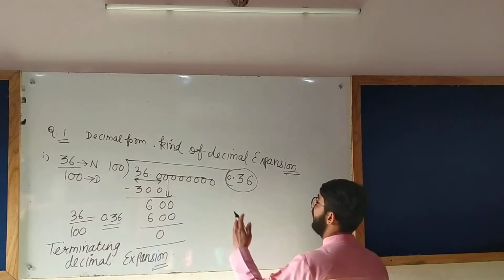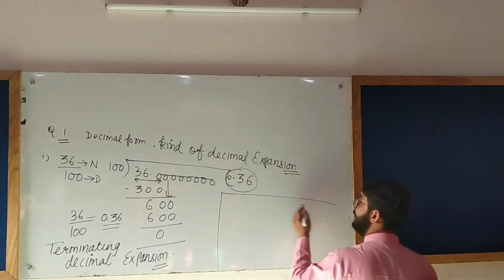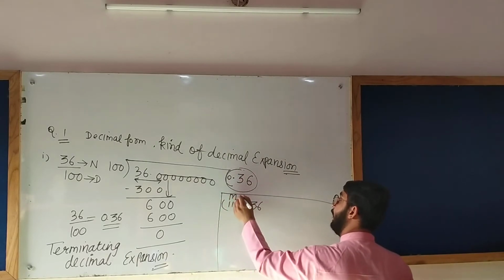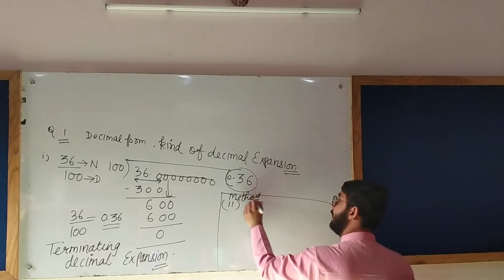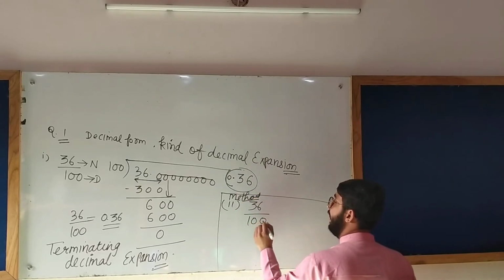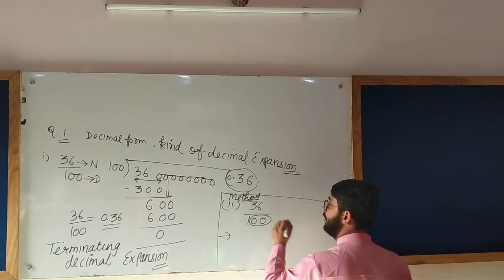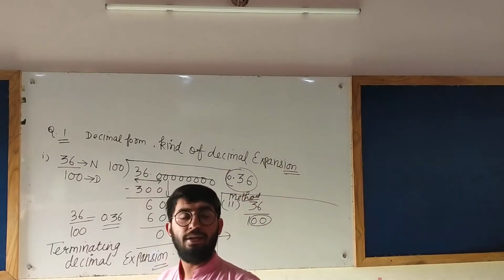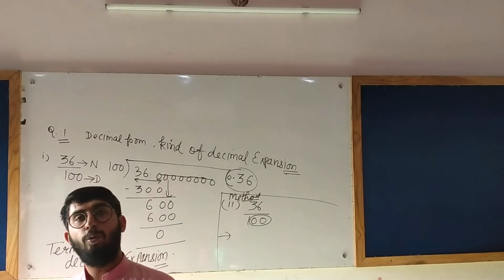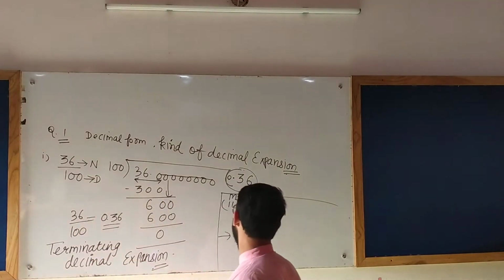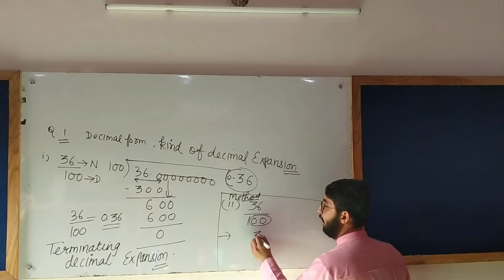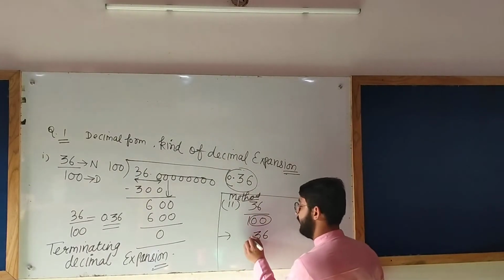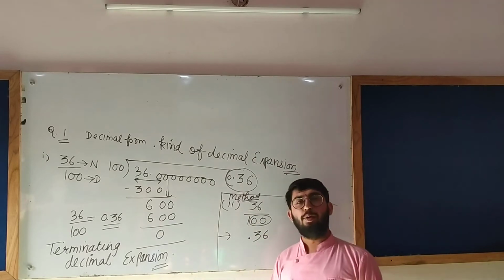Okay. Now there is a second method for solving the first part. What is that method? Listen to me carefully. Second method. For the same question, 36 by 100. As there are two zeros in the denominator, what will you do? What did we used to do? We used to write a point before how many digits? Before 2 digits. Okay. Getting my point?